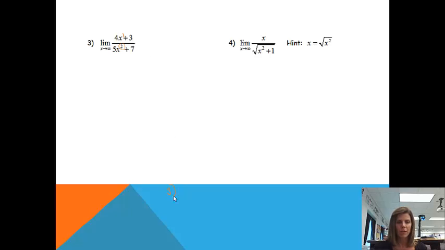So, guideline 3: if the degree of the denominator is bigger than the degree in the numerator, then my limit as x approaches infinity will actually equal 0.